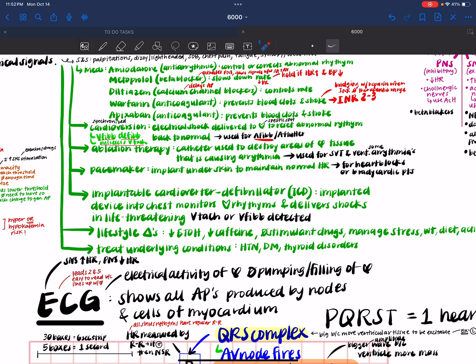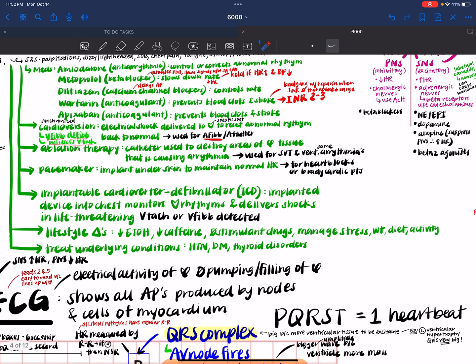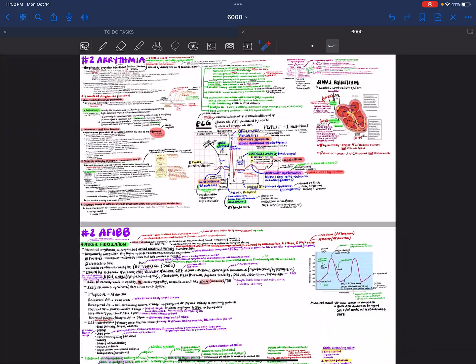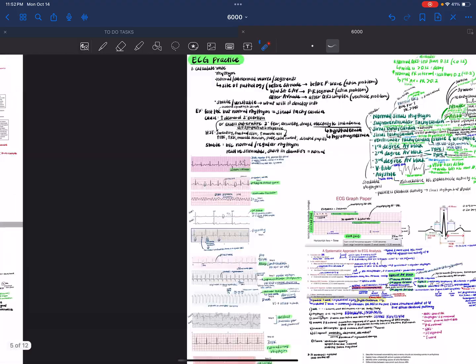Lifestyle changes: change how much you drink, limit caffeine, avoid stimulant drugs. Manage stress, weight, diet, activity. Treat underlying conditions: hypertension, diabetes, thyroid disorders. And that is everything.